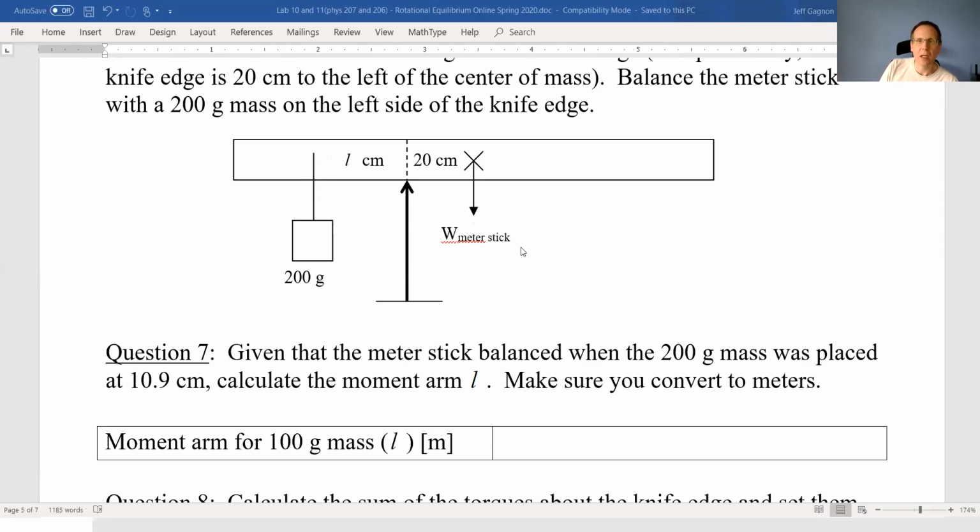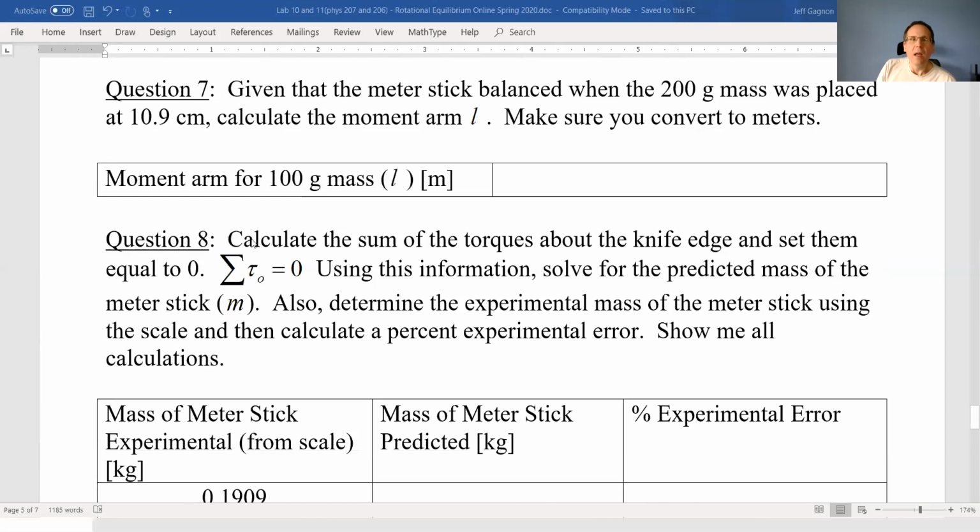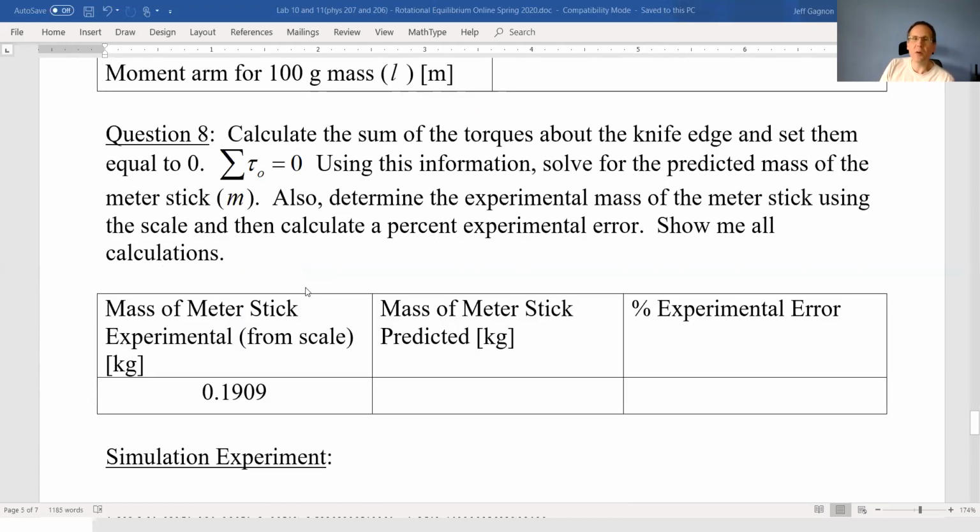You have the equation. Question 7 is simply figure out what this L is in meters. Okay, so given the data that I gave you guys, figure out what L is. Now, question 8 is calculate the sum of the torques and set them equal to 0. So we sort of did this on the video, but you want to re-show this. And then solve that equation for M. So this is where you solve the equation for M, and that's going to be the predicted mass of your meter stick in kilograms. And it should be pretty close to the measured mass from the scale. So solve for M, see what we get. Hopefully it's pretty close to what we measured.